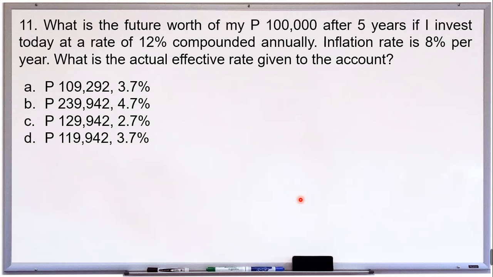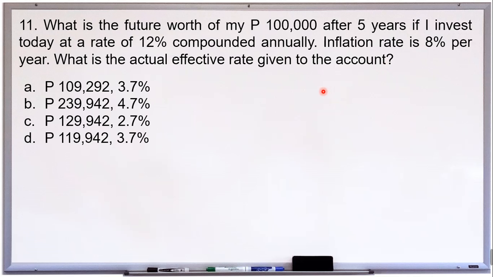Now, last problem: what is the future worth of my 100,000 pesos after 5 years if I invest today at a rate of 12% compounded annually? The inflation rate is 8% per year. The second question is, what is the actual effective rate given to the account? The actual effective rate is the effective rate that takes into consideration the given interest rate of 12% and the inflation rate of 8%.